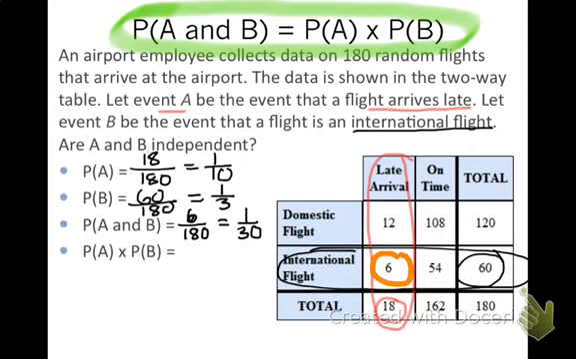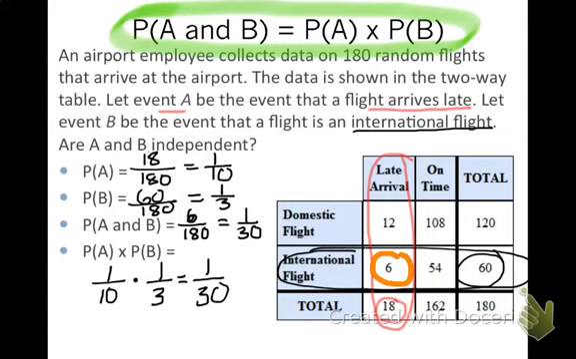Okay. So now the last thing that we need to find out is what the probability of A times the probability of B is. So we take the probability of A, which is 1/10. We multiply it times the probability of B, which is 1/3. And so remember, with fractions, you multiply straight across. So 1 times 1 is 1, and 10 times 3 is 30.